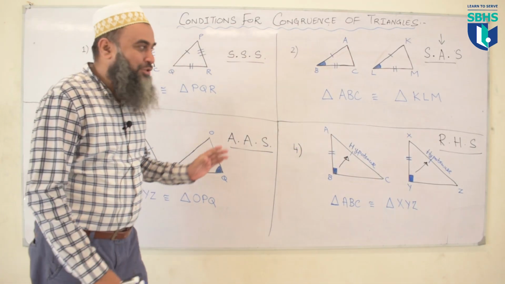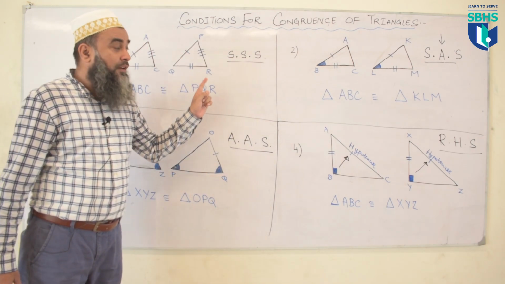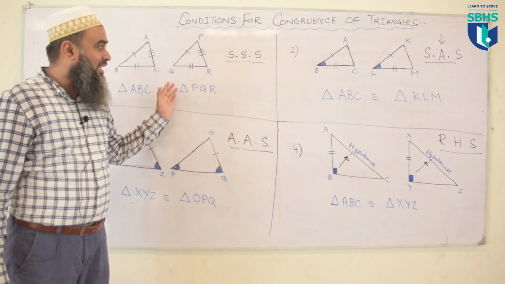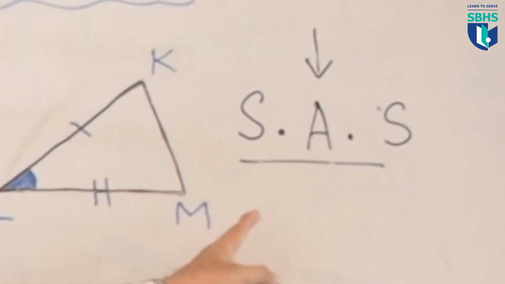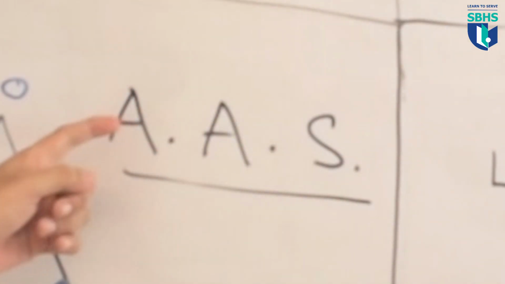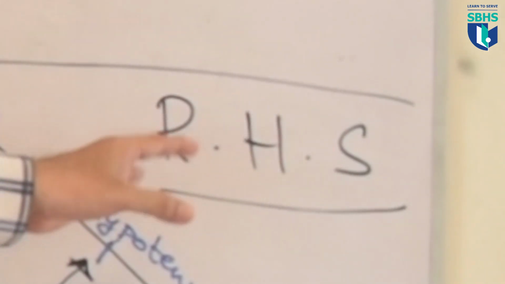That's it. So students, in this video, what we have learned is that there are four theorems for congruence of triangles. As you can see, SSS, side, side, side. The second one is side, angle, side. The third theorem is angle, angle, side. And the fourth one is RHS.